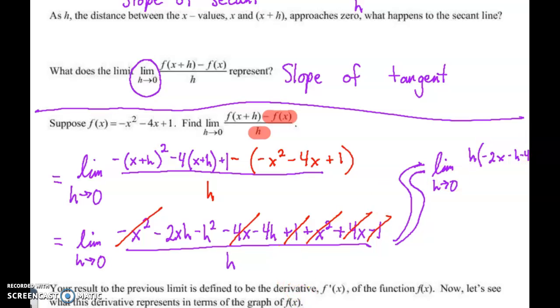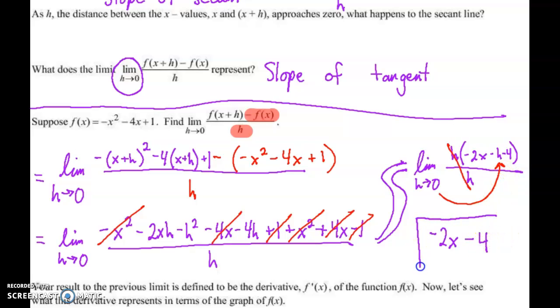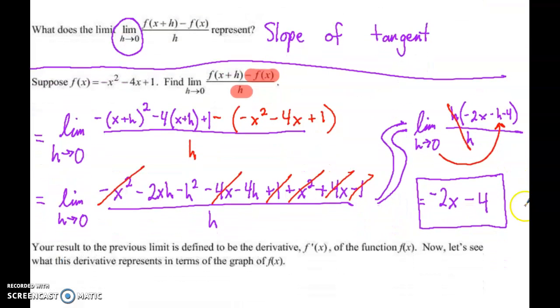I'm going to have to move my screen over a little bit. Sorry about that. All over h, so that we can cancel out these h's. Now I can do direct substitution, and I'm left with negative 2x minus 4. And what we just found is the equation of any tangent line at these points.